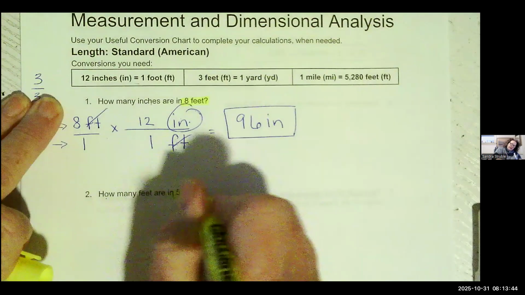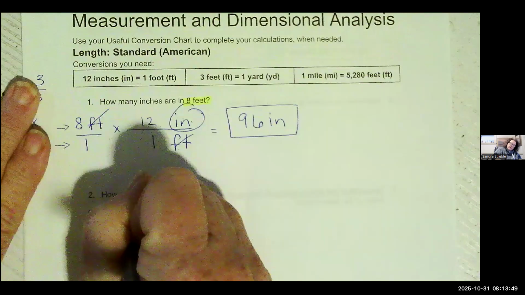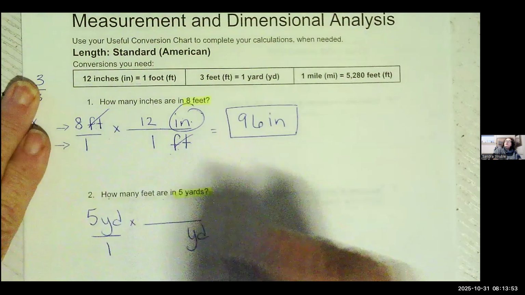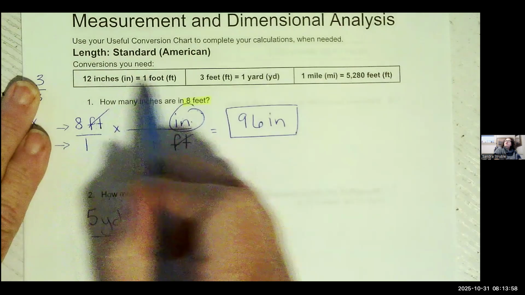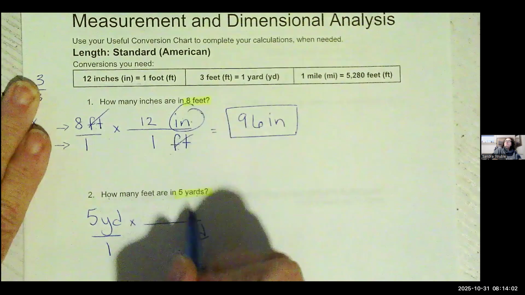So I'm starting with 5 yards. I don't want yards, so I have to put it down in the denominator. Put this over 1 if it helps you. I need to get from yards to feet. Do I have a conversion right here that will get me from yards to feet? So this is again another one-step conversion.